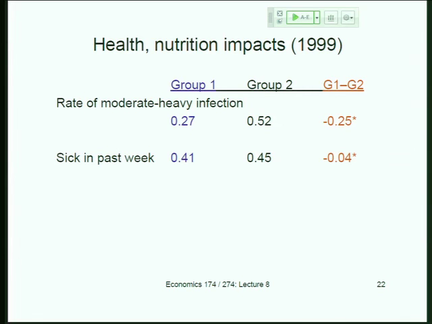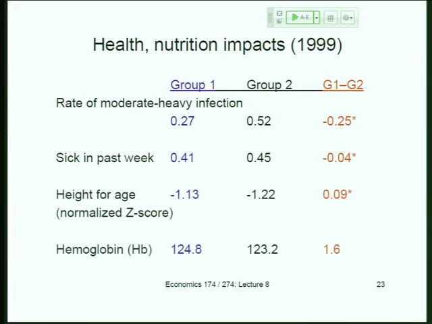In a few weeks, when we get to difference-in-differences analysis, we're going to get exactly this. In a difference-in-differences, you're taking into account changes over time as well as baseline differences. But we'll get there in a few weeks. Okay, what else do we look at? There's some suggestive evidence of improvements in height for age.